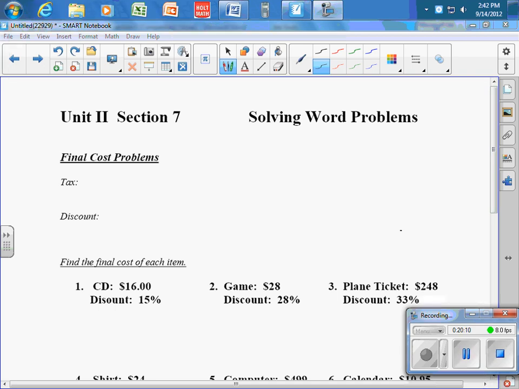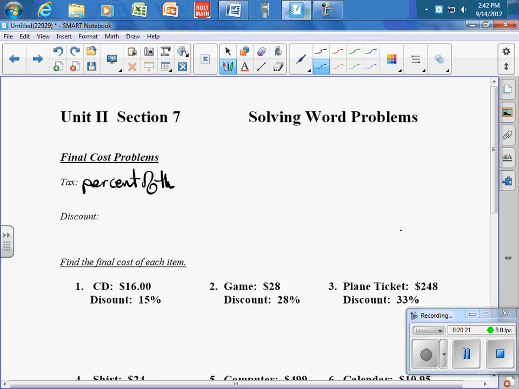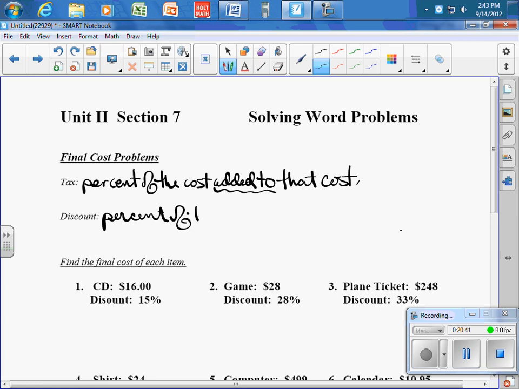The next type of problem we're going to be solving is final cost problems. Now, a tax is a percent of the cost added to that cost. And the operative word here is added to. A discount, on the other hand, is a percent of the cost subtracted from.